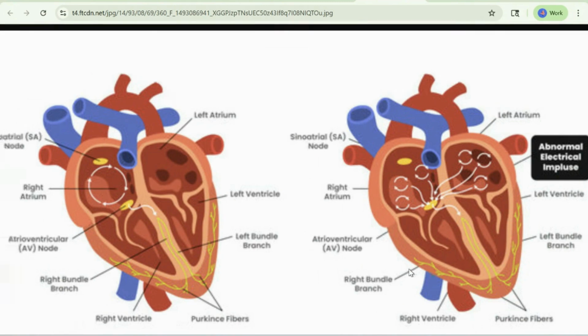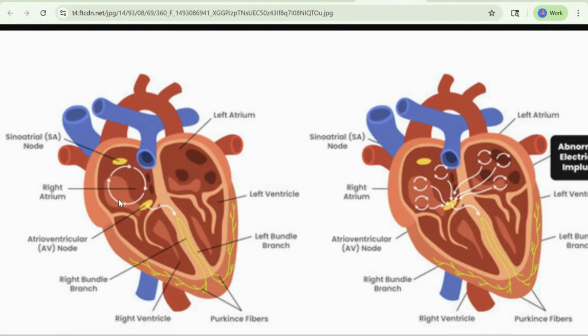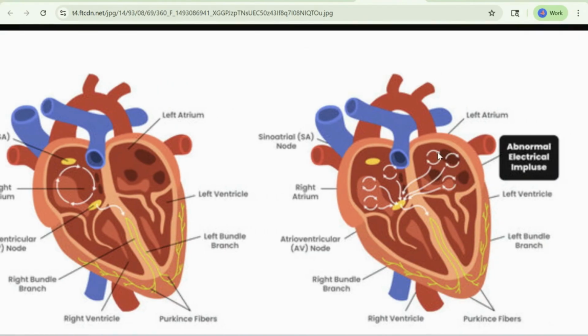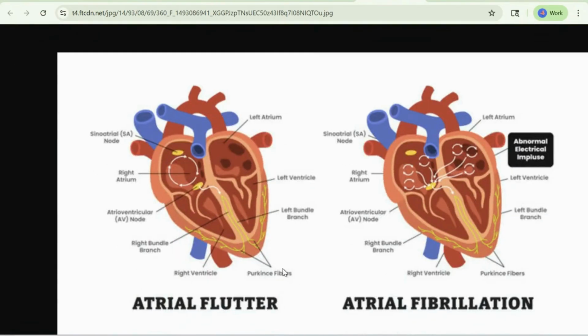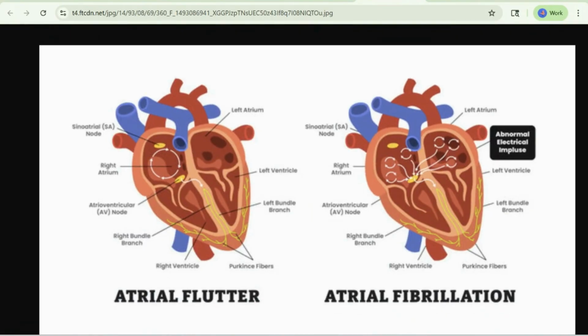One more time. Flutter is cycles of electrical impulse between the SA and AV node. Fibrillation is multiple foci that produce activity within themselves and cause the AV node to depolarize. Please take a picture of this. Keep it with you. It'll help you remember, or just burn it into your mind. For flutter, cycles of abnormal impulse between SA and AV. This is just a reentrant cycle that has taken place.